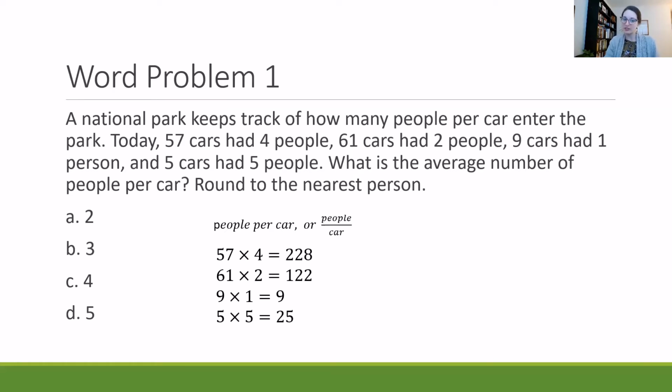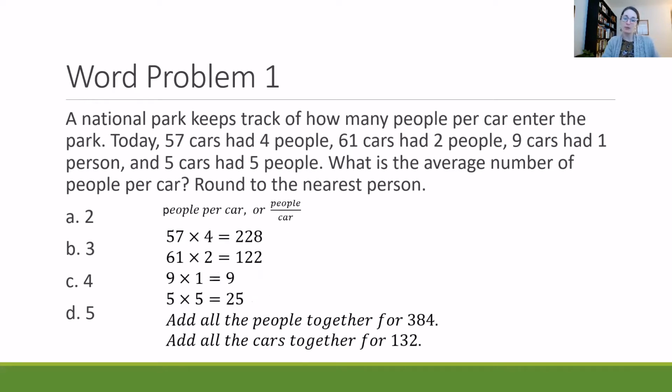So I'll do 57 times 4, which is 228, 61 cars with 2 people, so 61 times 2, which is 122, 9 cars with 1 person, so just 9 people there, and 5 cars with 5 people, which is 25 people. Now, if I want to get the total number of people from all of those different types of cars, then I can add all the people together for 384. And if I wanted to know how many total cars there were, I would take all of those first numbers, 57, 61, 9, and 5, and I'd add them together for 132.